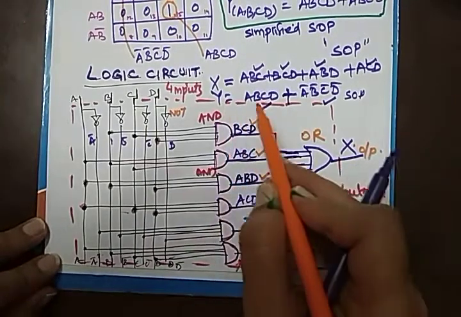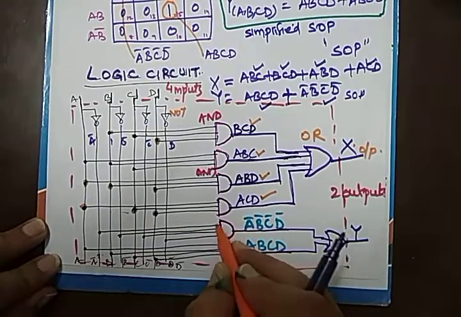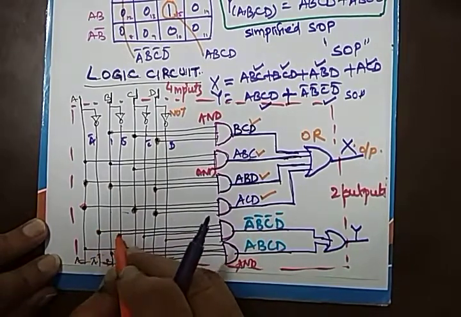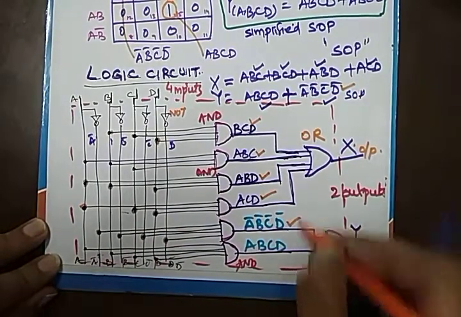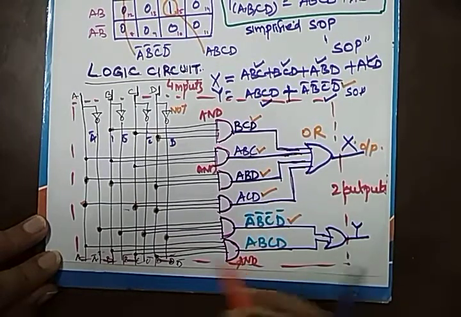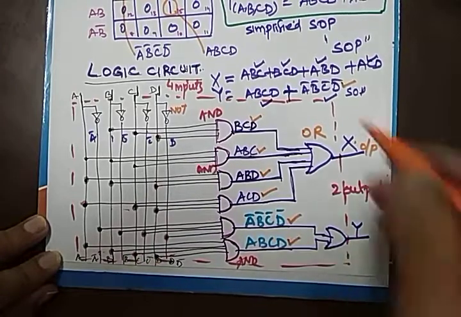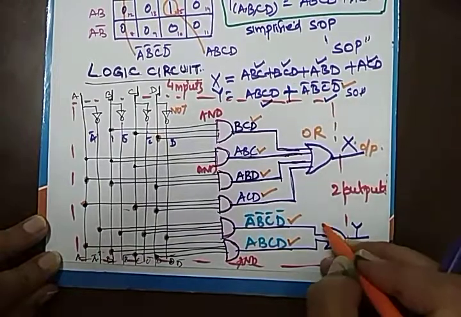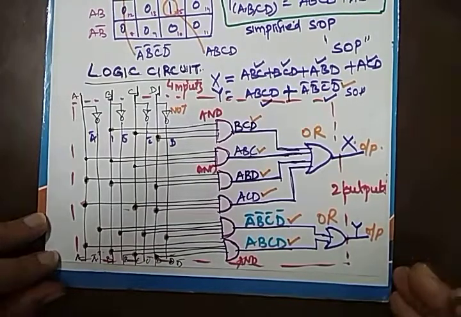Similarly for the Y, the A, B, C, D, it's a product. So we have an AND gate, which is a 4 input AND gate, giving us A bar, B bar, C bar, D bar. Then the next term is A, B, C, D. Similarly, another AND gate giving us A, B, C, D. So this is the second product term. Again, this is a SOP. There's a plus here. So this is followed by an OR gate. So this gives us the Y output.